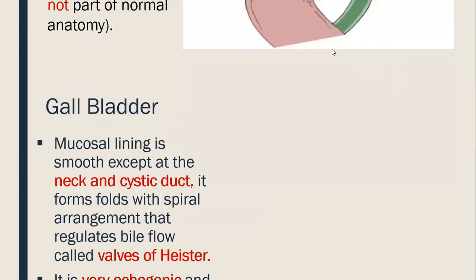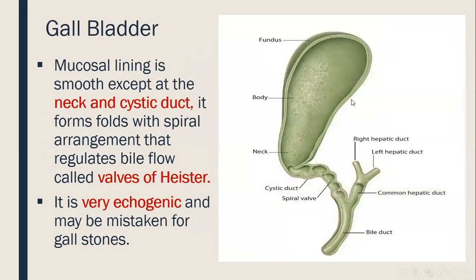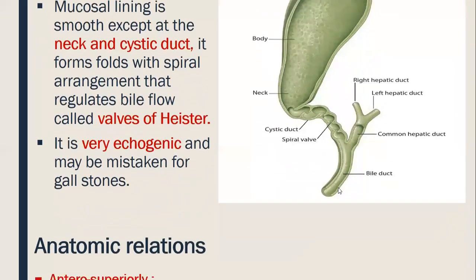The mucosal lining of the gallbladder is smooth, except in the neck and the cystic duct, where the mucosa appears in folds, arranged in a spiral arrangement to regulate the flow of the bile. It is called the valve of Heister. During ultrasound examination, you have to be careful because this area appears very echogenic and can be mistaken for a stone lodged in the neck or the cystic duct.